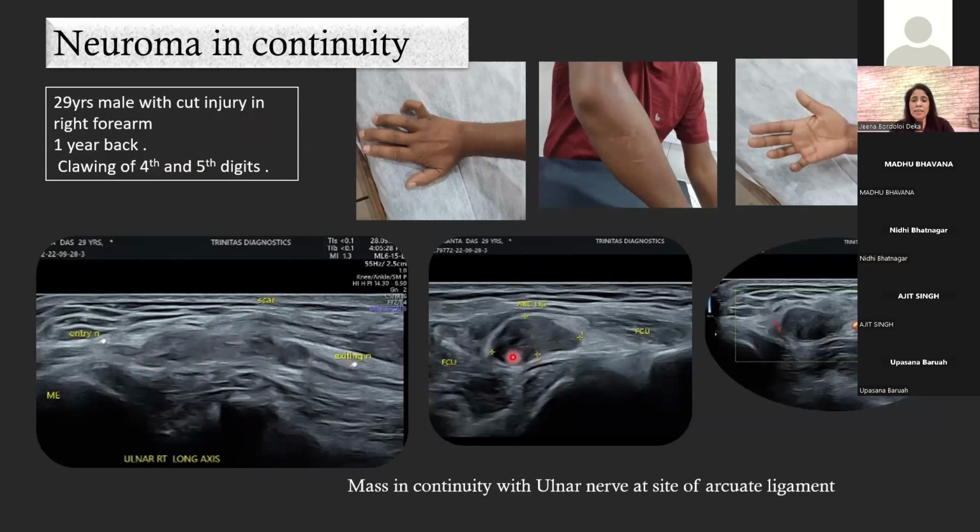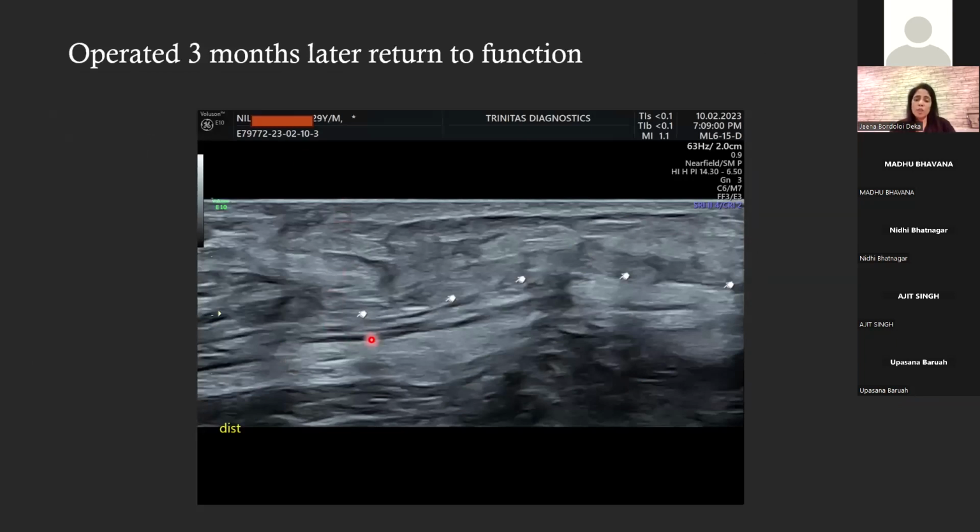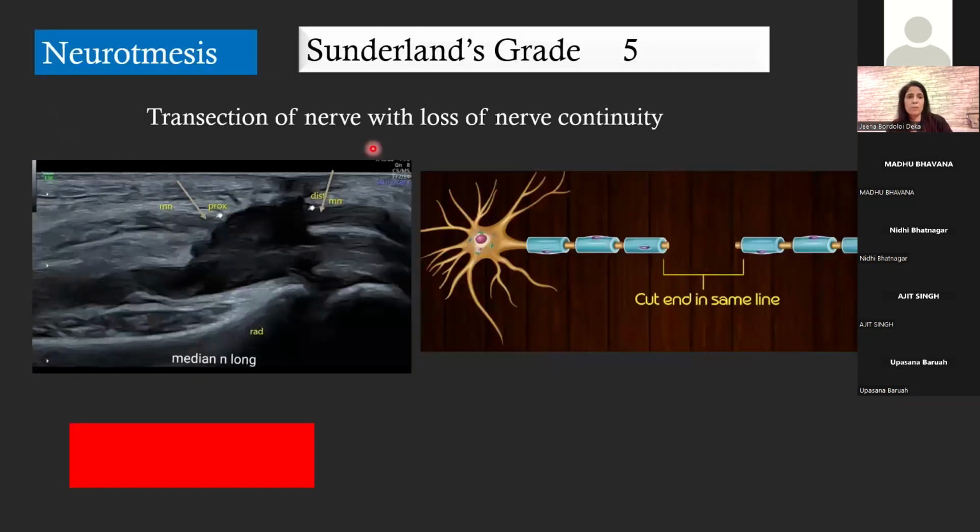And it was just at the site of the arcuate ligament. In fact, it was a mass in continuity with the ulnar nerve. And this was diagnosed as a neuroma in continuity of the ulnar nerve, which was a post-traumatic tumor. The patient was operated, and 3 months later there was good return of function.